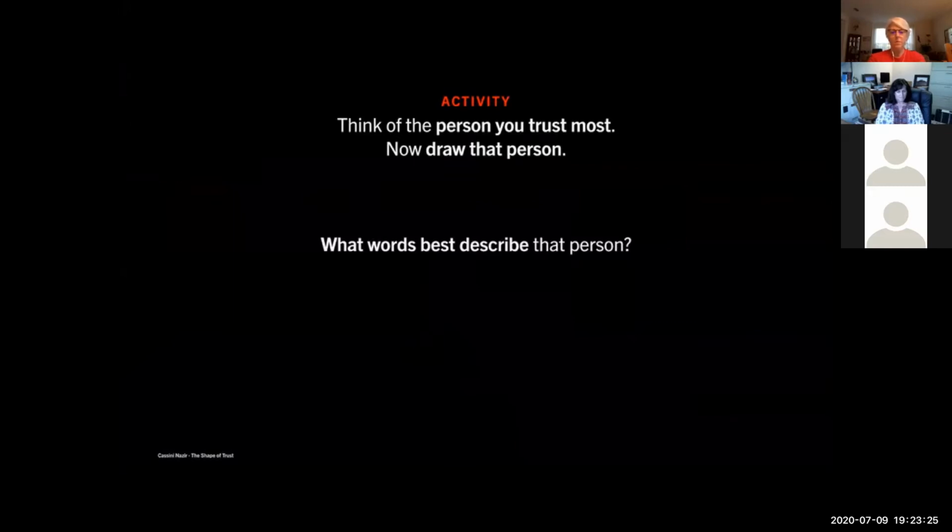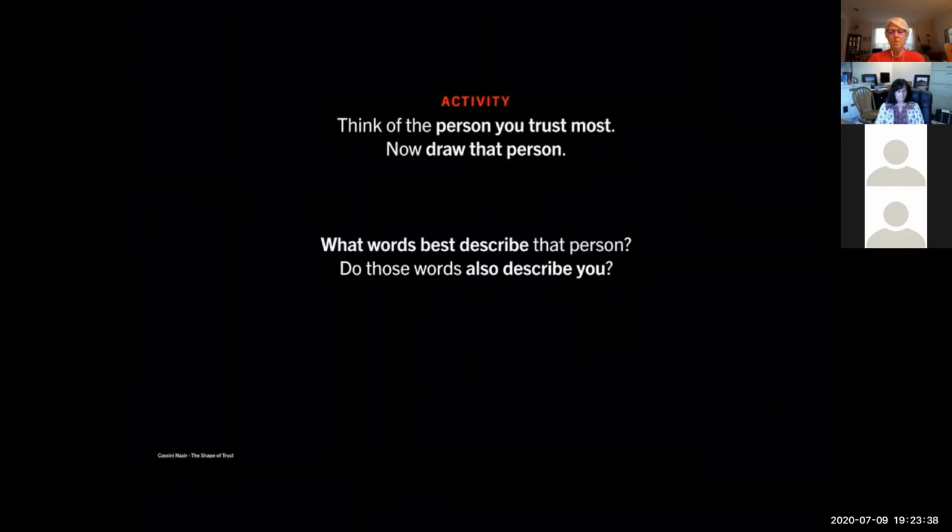And then finally, might those words that you use to describe that person you trust most also be true of you? So as we delve into this, I just want to frame it that way.